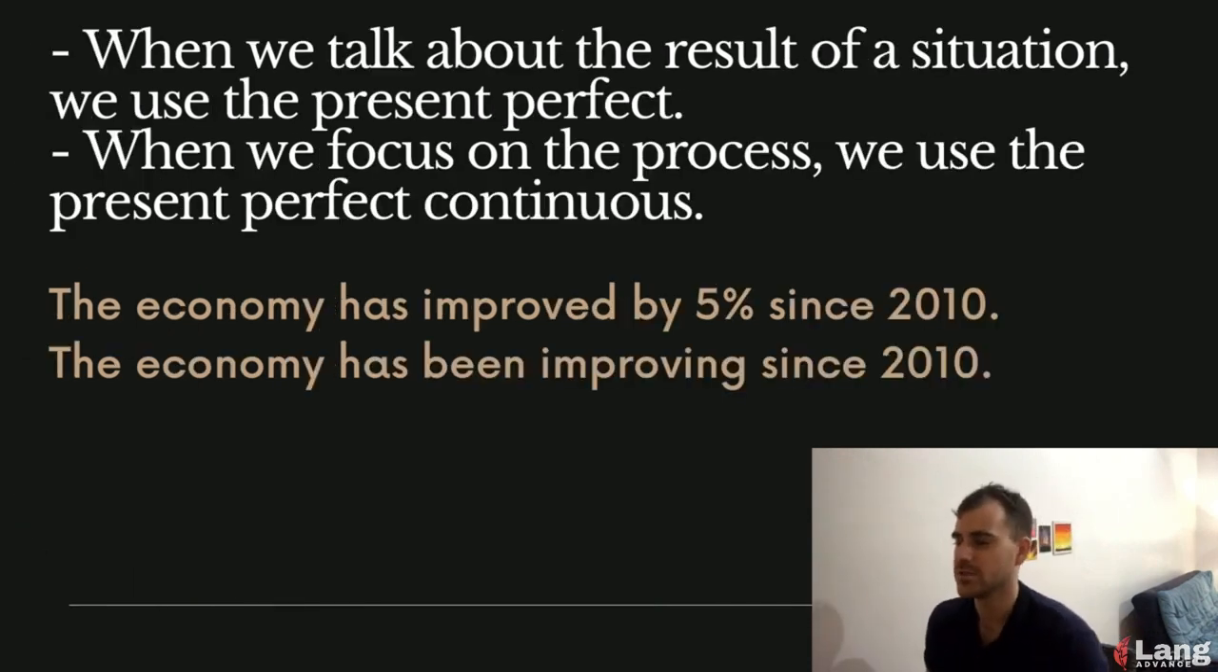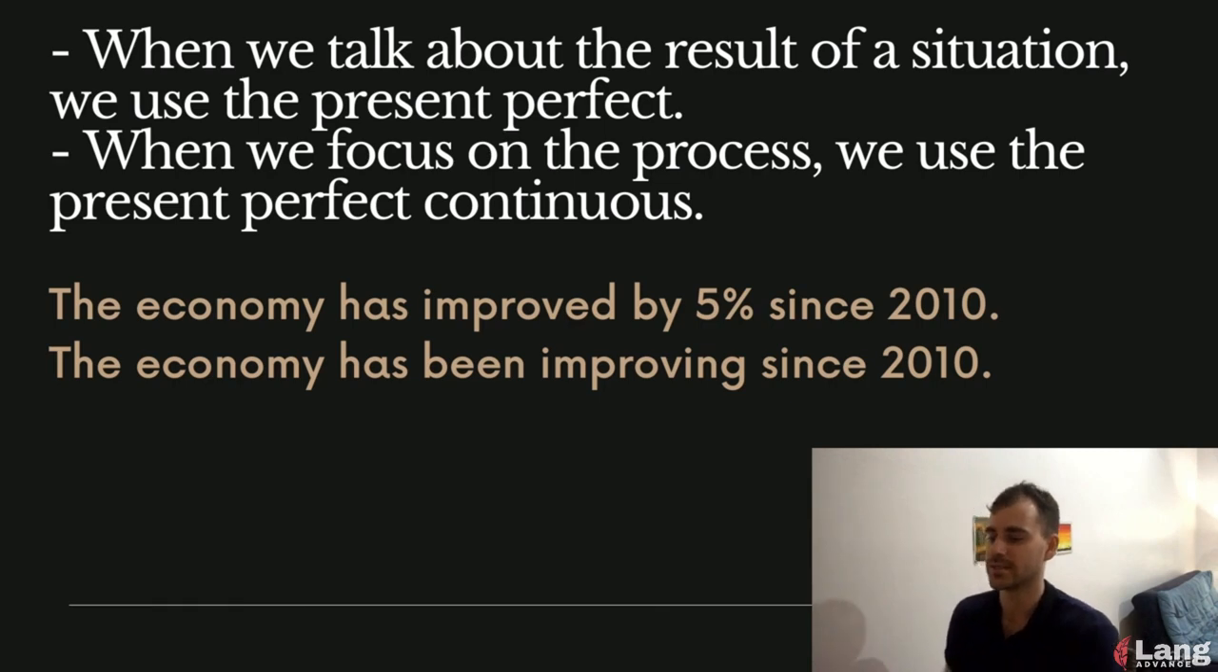When we talk about the result of a situation, we use the present perfect. However, when we focus on the process, we use the present perfect continuous. What if we're talking about the economy? The economy has improved by 5% since 2010. That is the present perfect tense, has improved. We use it because we're talking about the result of that improvement.